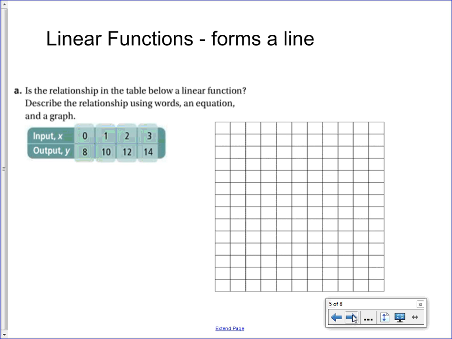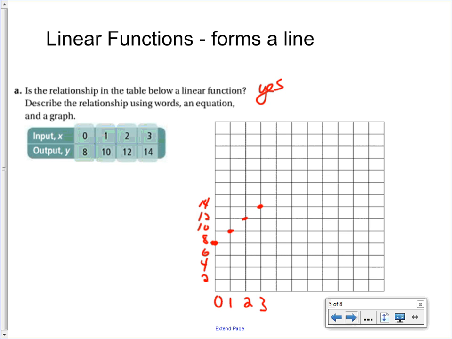Okay, so a couple more examples here for you to try and work out. So if we talk about a linear function, it is something that just graphs to be a line. So is this one a linear function? Well, all you'd have to do is graph it to see. So I got a 0, 1, a 2, a 3. And if I went by 2's here and I graphed it, I'd have a 0 and an 8, a 1 and a 10, a 2 and a 12, and a 3 and a 14. We can see that this is a line. So is it a linear? Yes, it is.